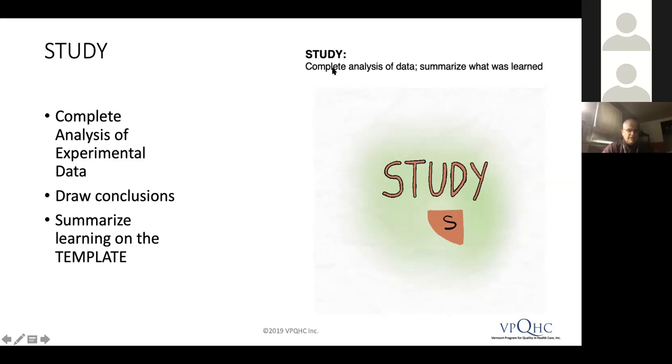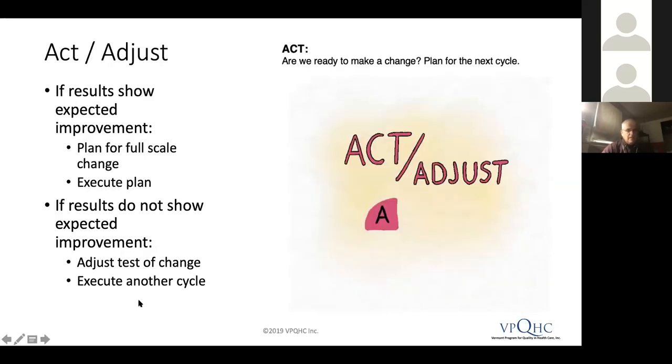And again, you're recording it on the template, and I'll show you the overall layout of the template in a second. I've just broken each section out here. And the last stage is acting or adjusting. So if the results after the analysis show the expected improvement, and we make a decision that that is something that we want to change permanently in the main workflow, it's time to plan for that full-scale change and execute it. But if they're not, and if there's some more work to do, it indicates the fact that we need to adjust that test to change and execute another cycle.